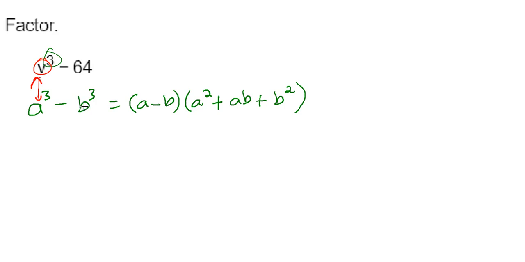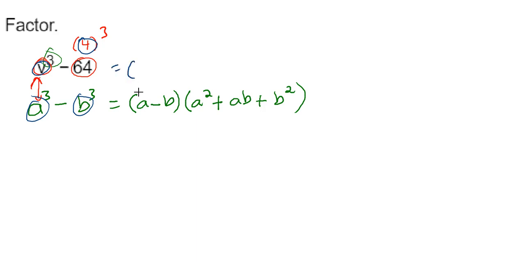And instead of b, we don't have 64 here. We have to rewrite the 64 as something to the third power. So what number to the third power gives me 64? It is 4. 4 to the third power is 64. And so instead of b, we have 4 to the third power. So instead of b, we have 4. Instead of a, we have v. And so we're going to make the same changes over here on the right-hand side to get our answer.